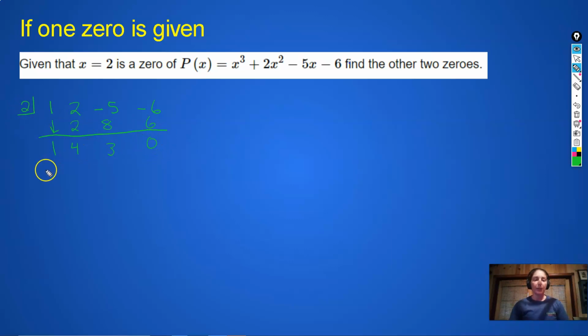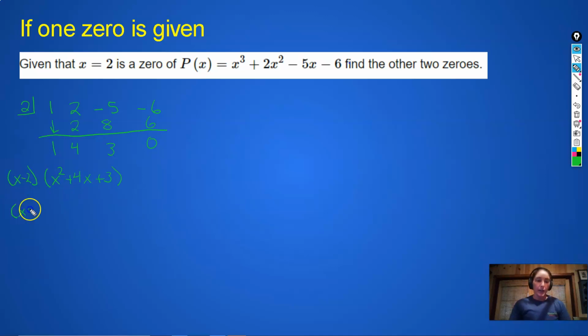So what we have so far, how do we rewrite this as a polynomial? Drop the power by 1. So this is going to be 1x squared plus 4x plus 3. Now we know our polynomial is going to factor into x minus 2 times x squared plus 4x plus 3, and we know that 2 is the zero of that factor. So now we have a quadratic. Going back to the last video, how do we get the zeros out of a quadratic? We have a couple options. We could use the quadratic formula, or we could factor, or we could even graph it. So we have 3 options here.